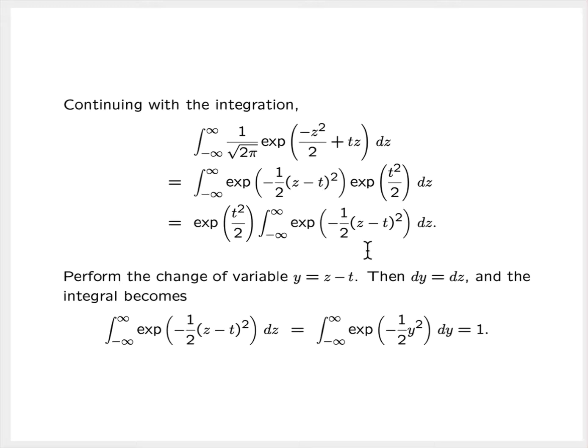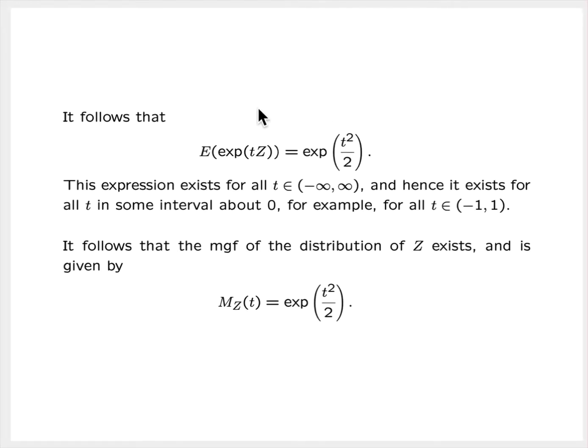Now this almost looks like the function f that we started with, but not quite because we have z minus t instead of just z. But we can perform a change of variable, letting y equal z minus t. When we do that, we see that this integral right here evaluates to 1. And so this expected value that we're computing is going to be the exponential function evaluated at t squared over 2 times 1. So here is the expected value of e raised to the tz power: it's e raised to the t squared over 2.